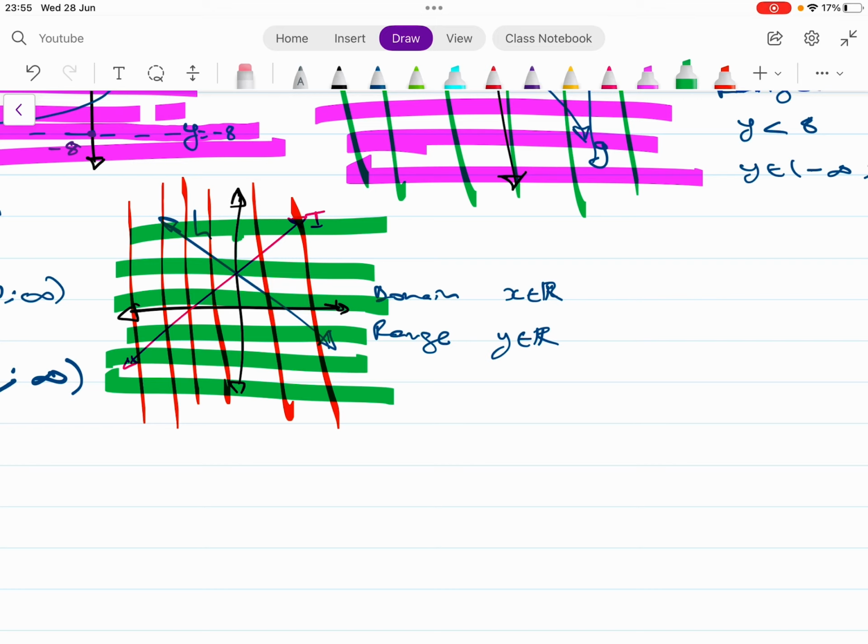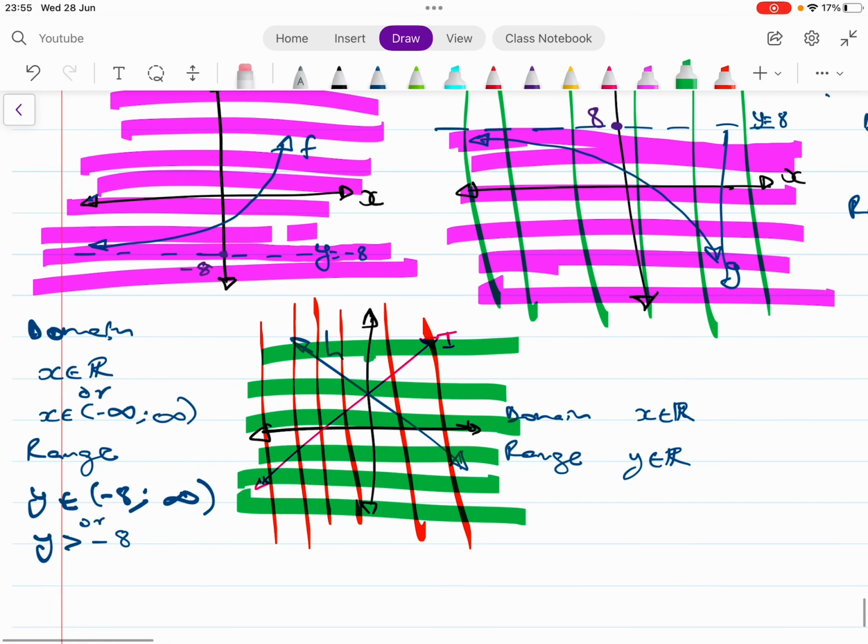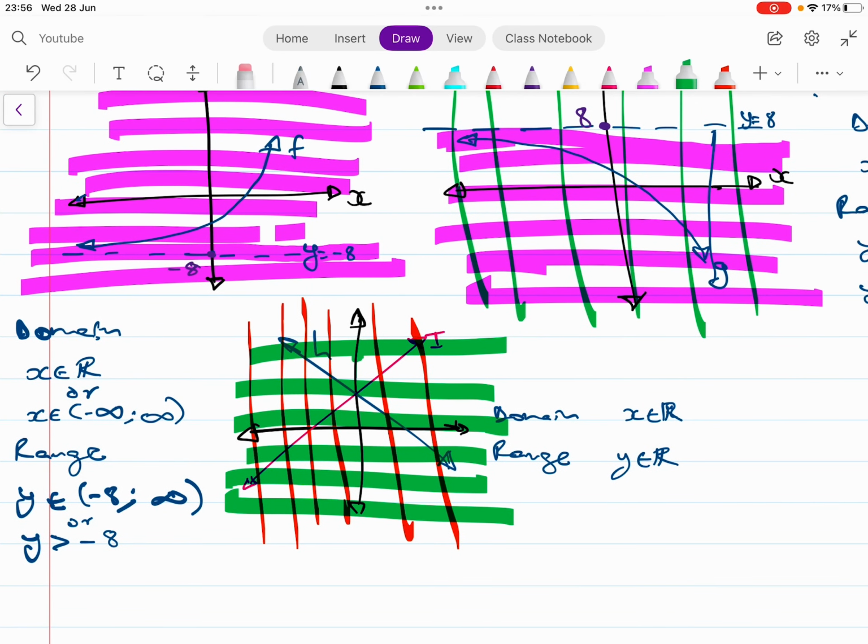I hope that makes you understand this whole topic of domain and range, as well as how you can go about finding the domain and the range.